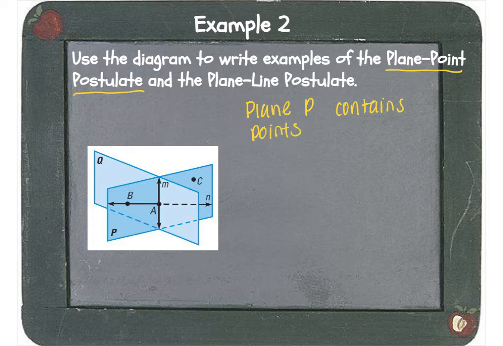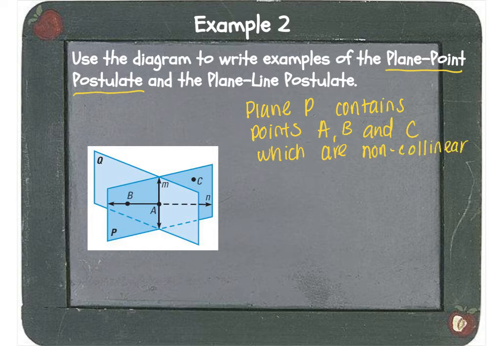Points A, B, and C, which are non-collinear. Okay, so we started with a plane P and we picked 3 points that are non-collinear and we labeled them A, B, and C.